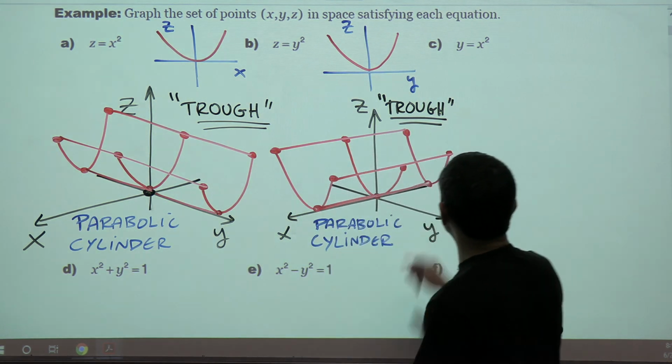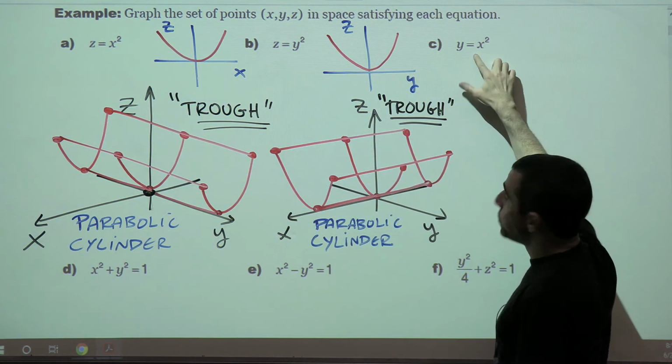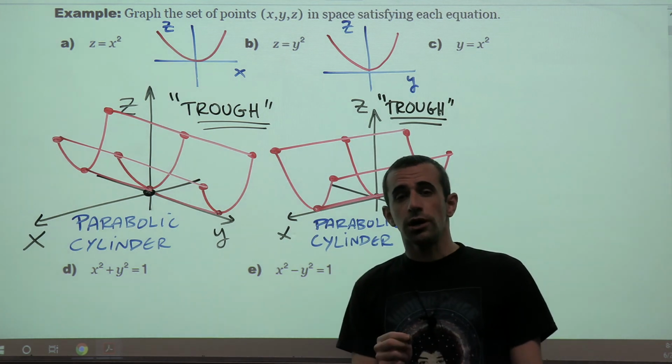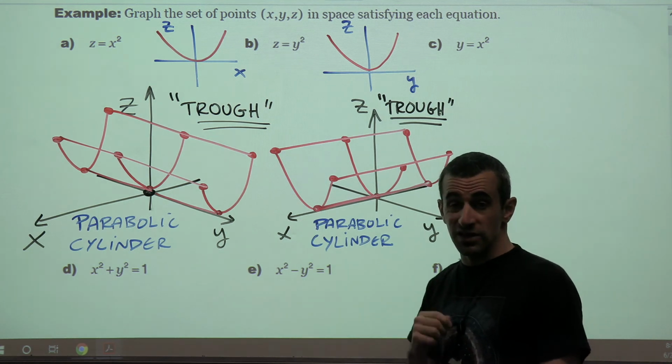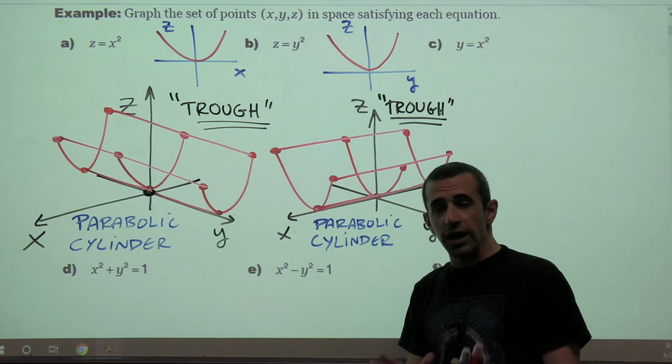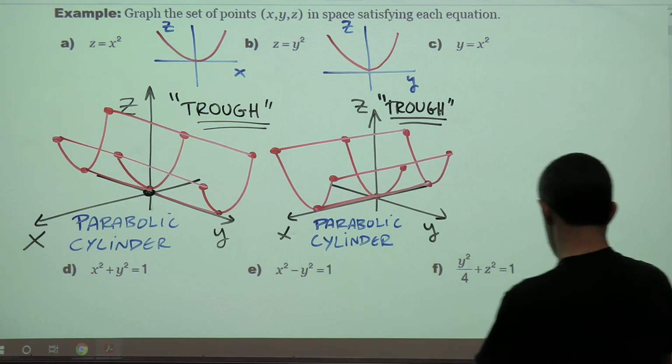So now let's think about the surface in part C. The equation there is y equals x squared. So again, the key feature, algebraically speaking, is that it's missing a variable. In this case, the missing variable is z. So I'm going to start off by drawing that curve in the xy plane.